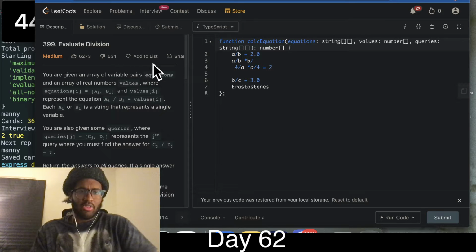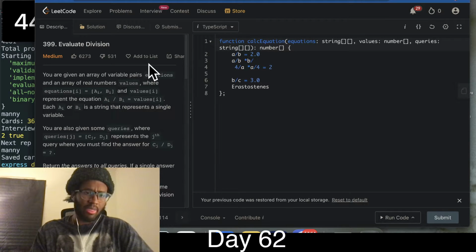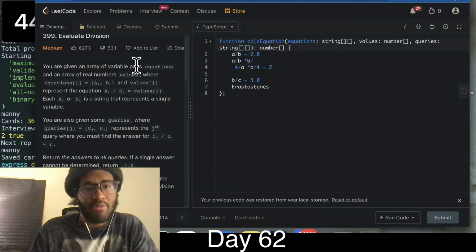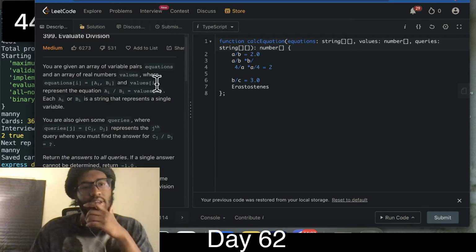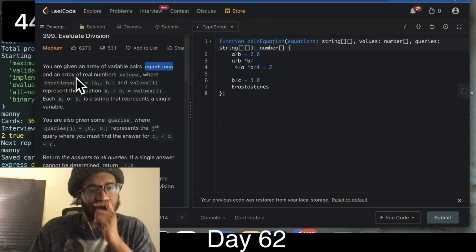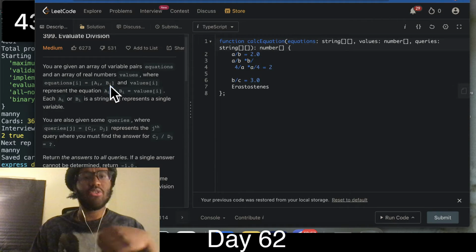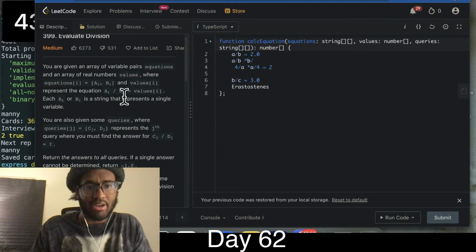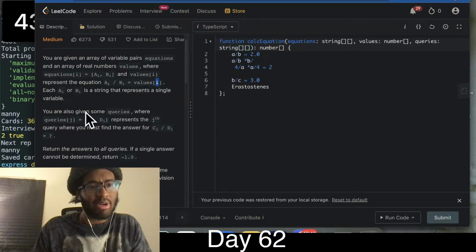So we're back with evaluate division. If we're given an array of variable pairs, equations, and an array of real numbers, values, where equation sub i is equal to a sub i, b sub i, and values sub i represent the equation a sub i divided by b sub i equals values sub i. Each a sub i or b sub i is a string that represents a single variable.